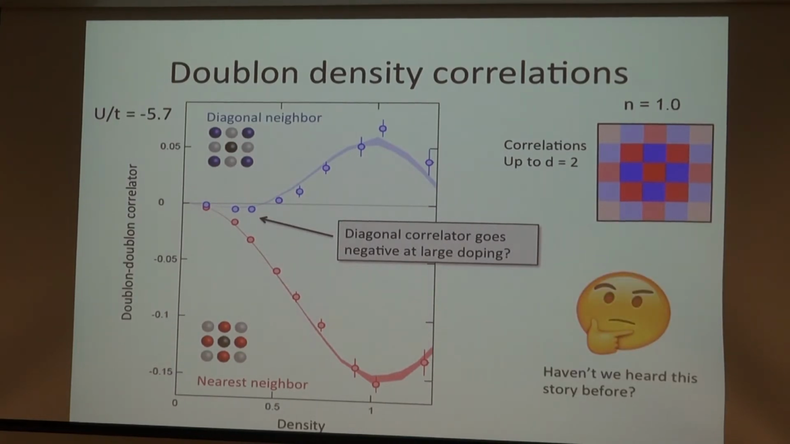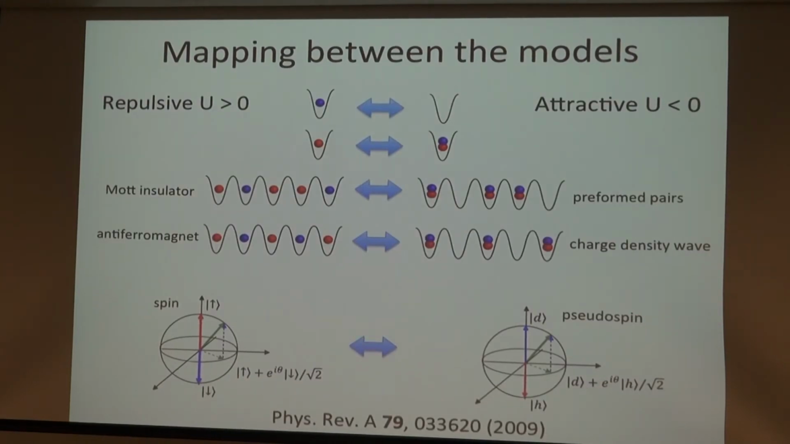Yeah, so haven't we heard the story before? Yes, we have, and there's good reason why these two stories are very similar. The reason is that there is actually a nice mathematical mapping that is very well known between the attractive and the repulsive Hubbard model. So you can actually use something called a partial particle-hole transformation to map the operators in the Hubbard Hamiltonian.